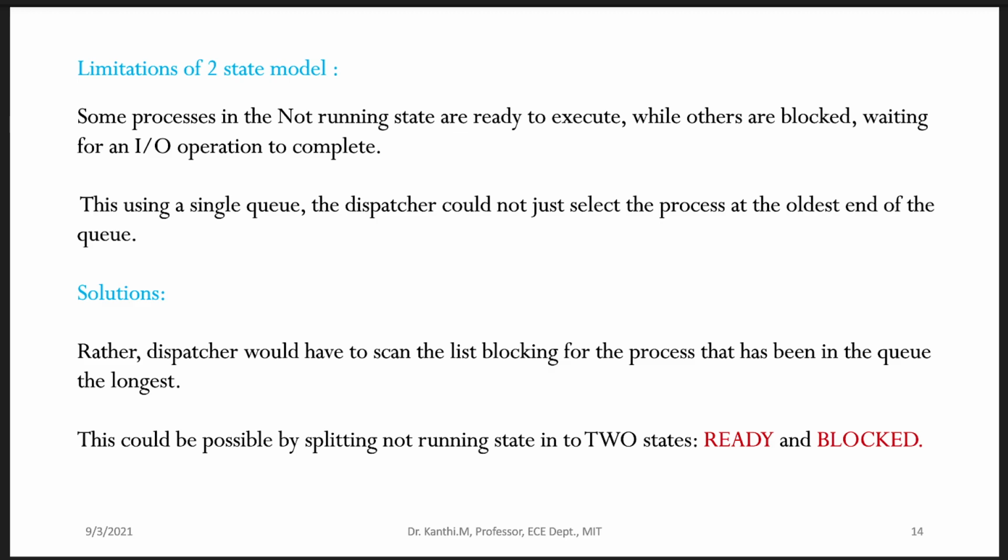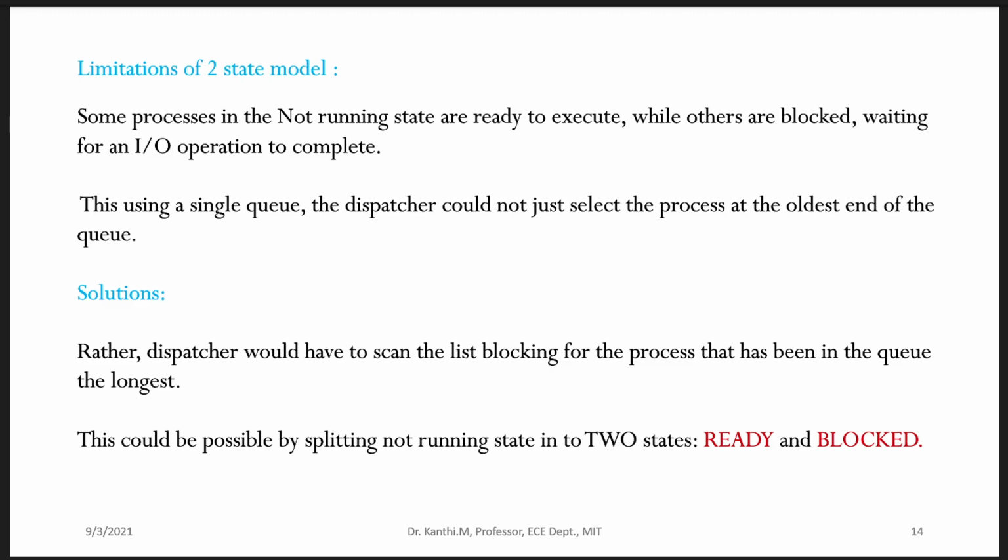So you must have a particular algorithm to decide on what basis it should be given a chance for execution next, right? Whenever there is blocking due to an IO need, you can have one more extra state to put it in. Okay, so using a single queue, the dispatcher could not just select the process.